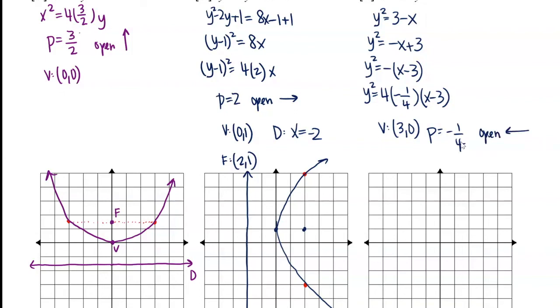What else do I need? I guess I'll just graph next. So the vertex is at 3, 0. The focus is going to be very close to that, right? Yeah, it's just over 1/4 of a unit. And then my directrix would be back 1/4. Okay, so here's an example of where these things are really close together.